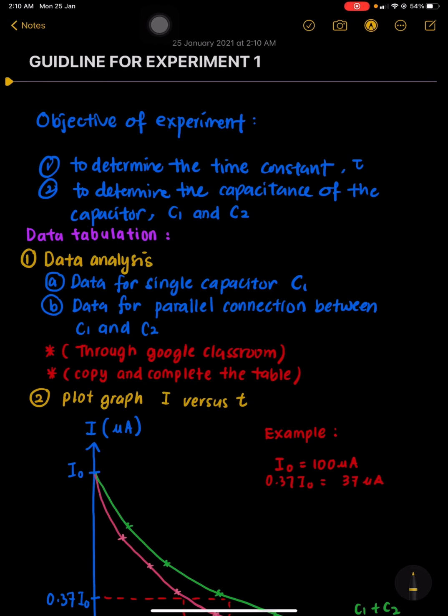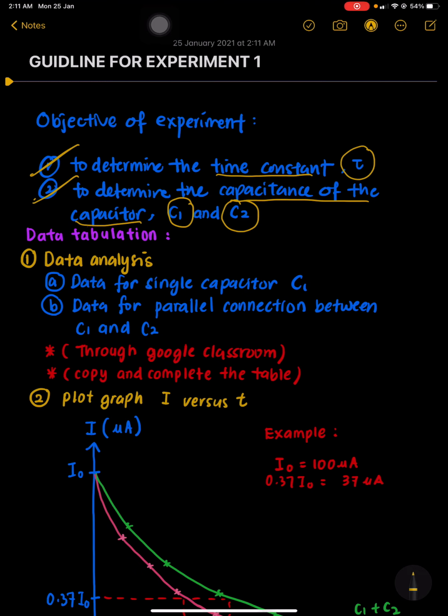So this is a guideline for experiment 1, the capacitor experiment. Look at the objective of the experiment. First, you have to determine the time constant tau and determine the capacitance of the capacitors C1 and C2.